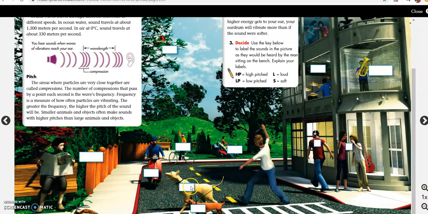How about these two dogs? We have a big dog and a little dog. When it comes to pitch, which one of these two would have high pitch and which one would have low pitch? Yeah, the big dog is going to have low pitch and the tiny dog is going to have a high pitch. Would they be loud or soft? Yes, both of them would be loud.